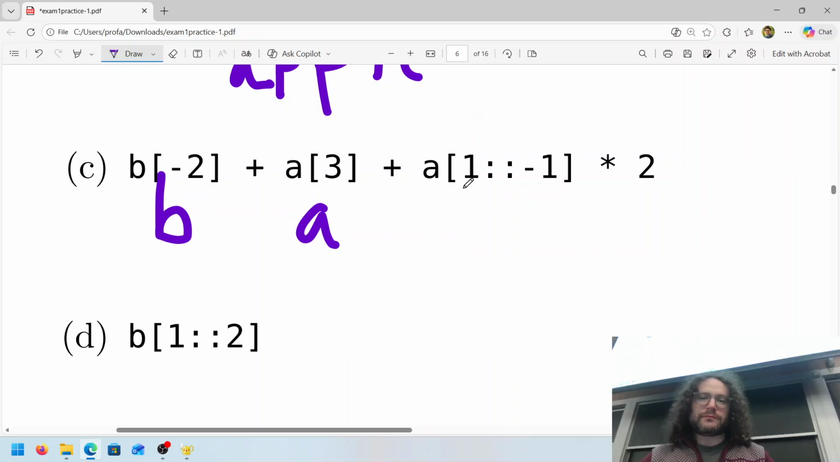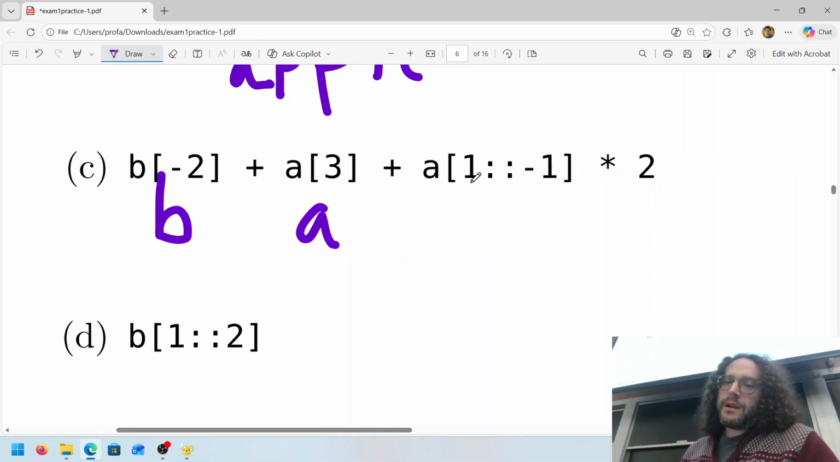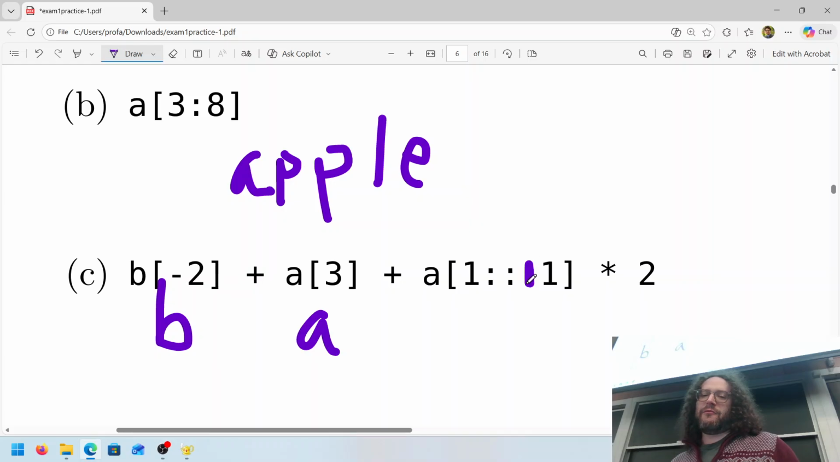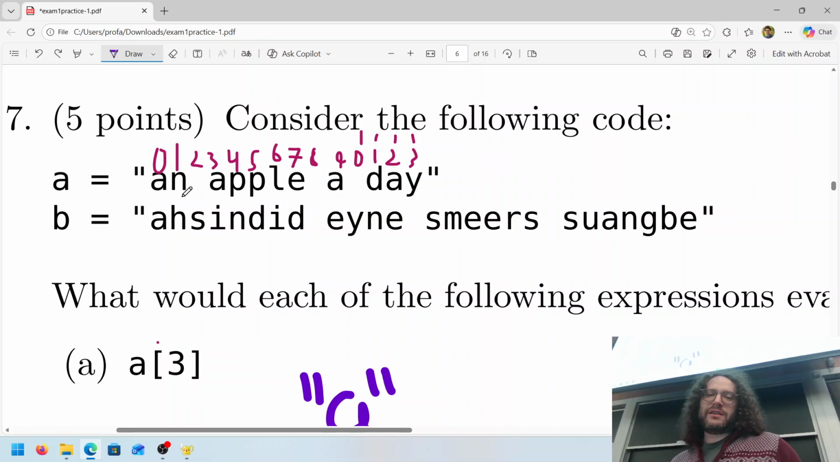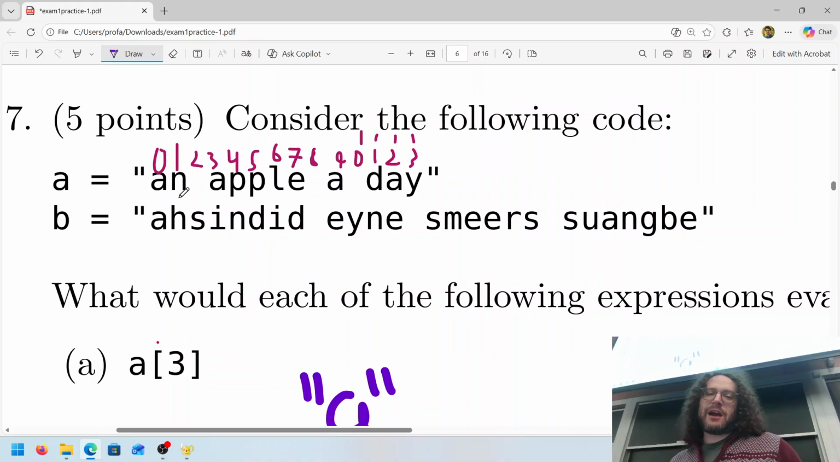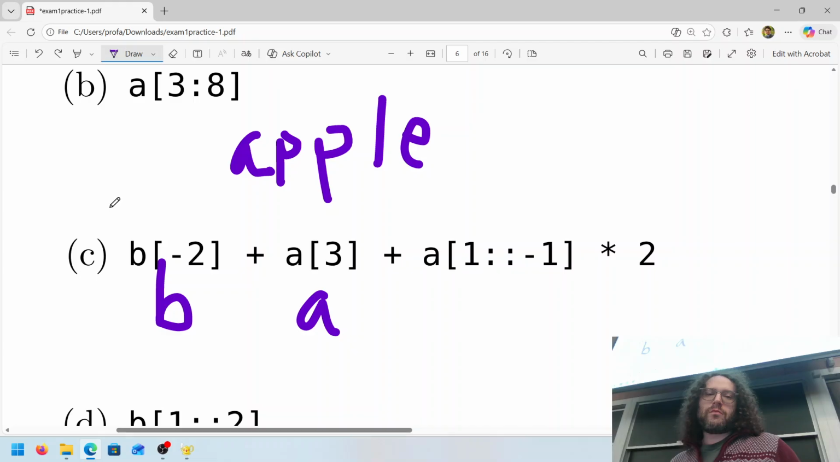Okay. This one is a bit of a troll on my part. Okay? 1 to the end, wherever the end is, and we're going down by ones. So in other words, we start from index 1 and we're going down by ones. So we're going to left. So it is going to be 1, 0, and then we're done, right? Make sense? We're going the other way. If this was 1 instead, it would be this entire thing of an apple a day, right? But since we're going the other way, it's just NA. And then that's NA times 2.